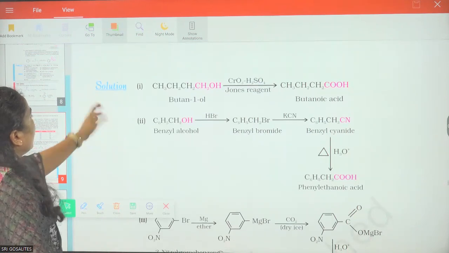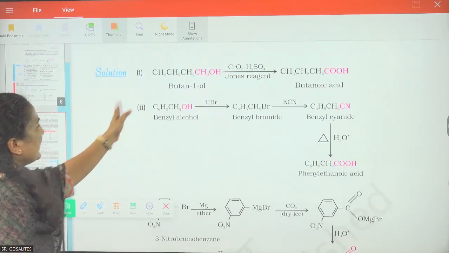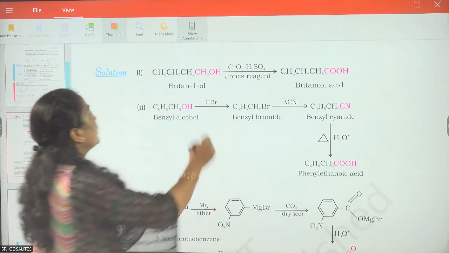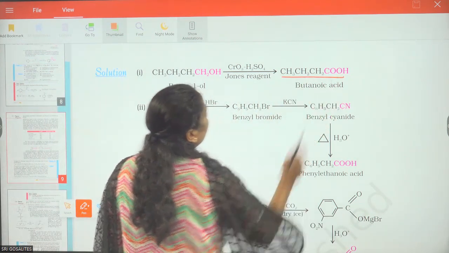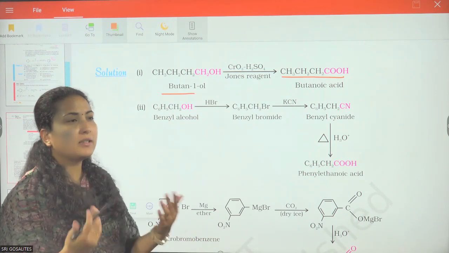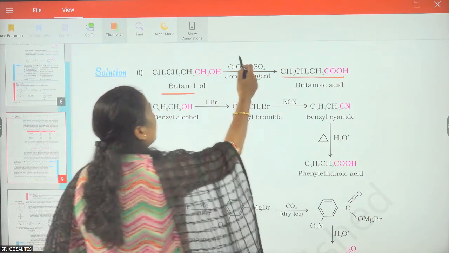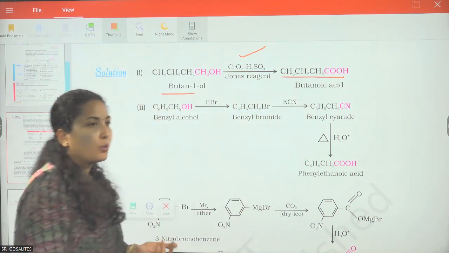So they have given you all these conversions. Basically they have just tried to understand the flow here. If it is butan-1-ol to butanoic acid, the number of carbons remains the same, so either KMnO4/H+ could also have done the same job. Now the thing is, they've brought the strong oxidizing agent, which is Jones reagent.